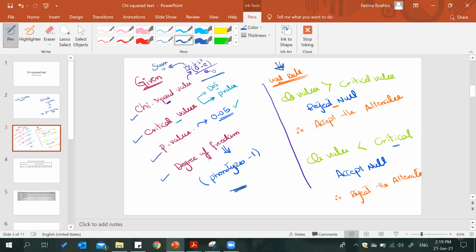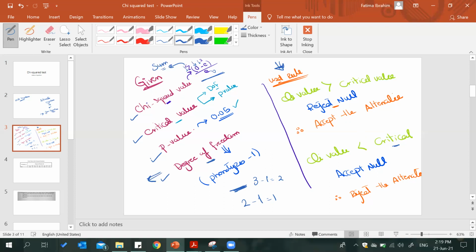But what about the degree of freedom? Degree of freedom equals phenotypes minus 1. So if you work with the Punnett square and you find مثلا you have 2 phenotypes, the degree of freedom will be 2 minus 1 equals 1. If you have 3 different phenotypes, the degree of freedom will be 3 minus 1 equals 2. Why do I need this?